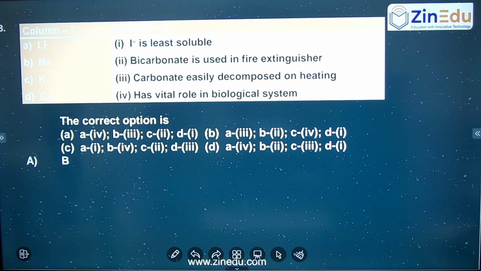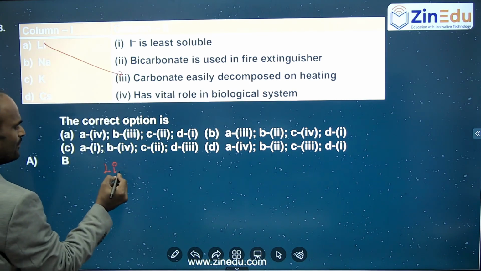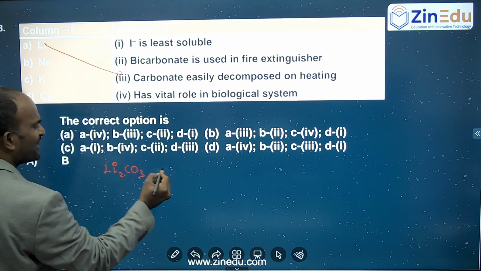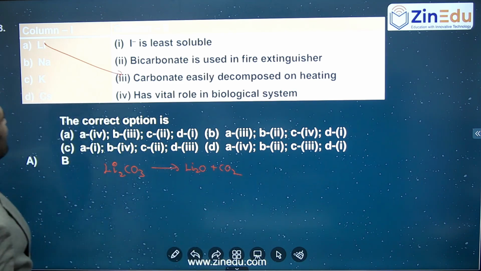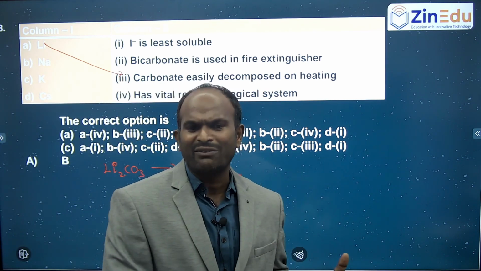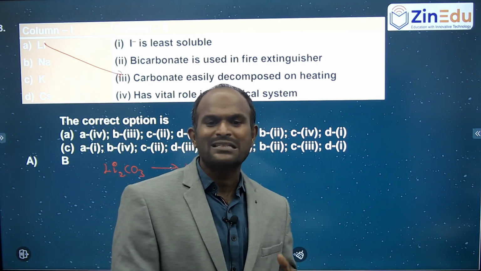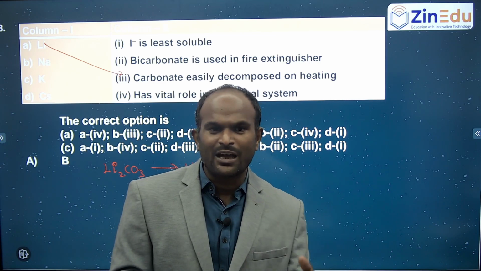Next, lithium carbonate is unstable actually, because it is easily converted to Li2O plus CO2. Down the group the size of the cation increases, therefore thermal stability will increase. So lithium carbonate is the least stable and it can easily undergo decomposition to give Li2O as well as carbon dioxide.